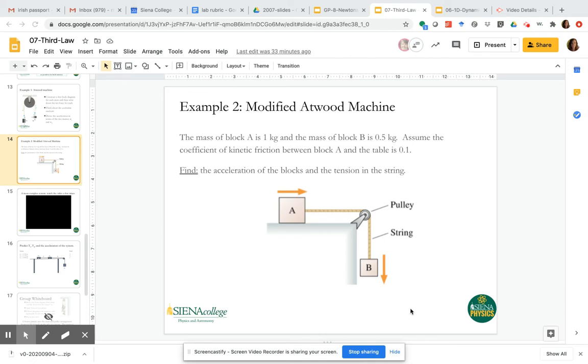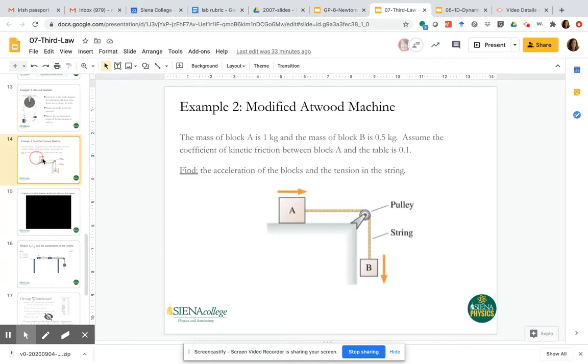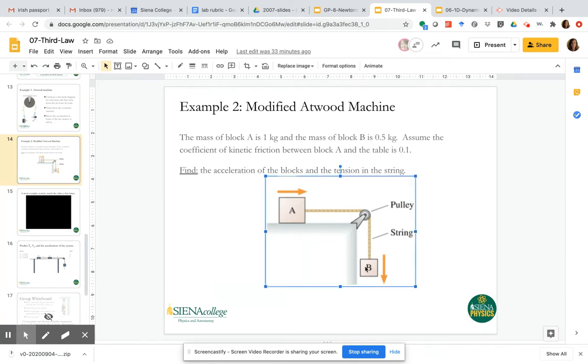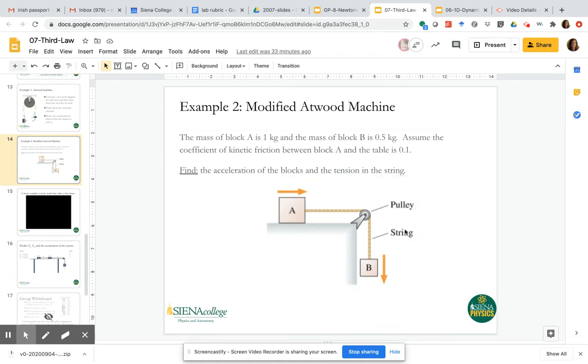Okay, the second example I want to do for chapter 7 is a little bit long, so I just broke it into its own movie here. It's similar to what we've done before, where the first example was an Atwood machine, just two masses connected over a pulley. Now we have one mass sitting on a table, connected to another one that's hanging over the edge of the table. And if we let this go, and if mass B is big enough, the system will start to accelerate downward.